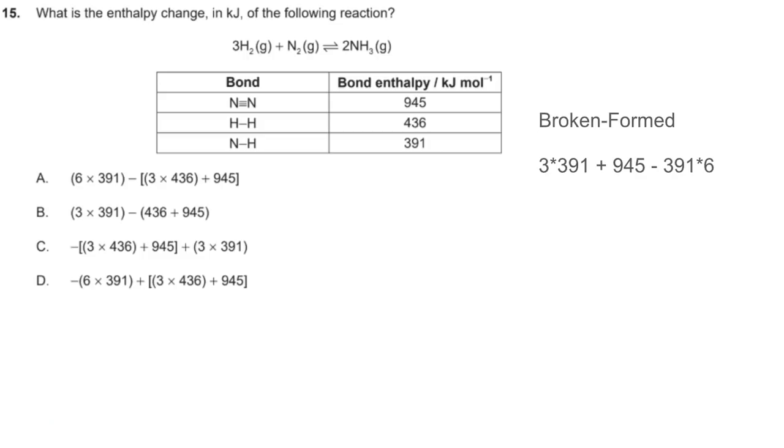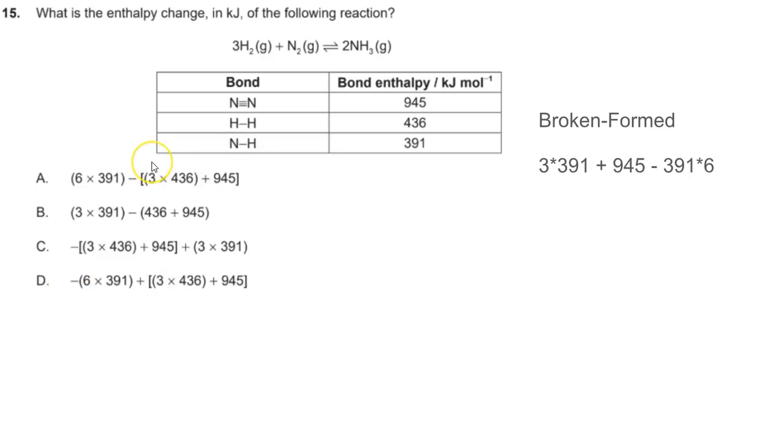What is the enthalpy change in kilojoules of the following reaction? This is going to be bonds broken minus bonds formed. So the bonds broken, we're breaking 3 of these hydrogens and 1 of these nitrogens. So 3 times 391 plus 945, that's the broken, minus the formed, we've got 3 NH bonds, but 2 molecules, so times 6, 391 times 6. They kind of flipped it, but the answer is D.